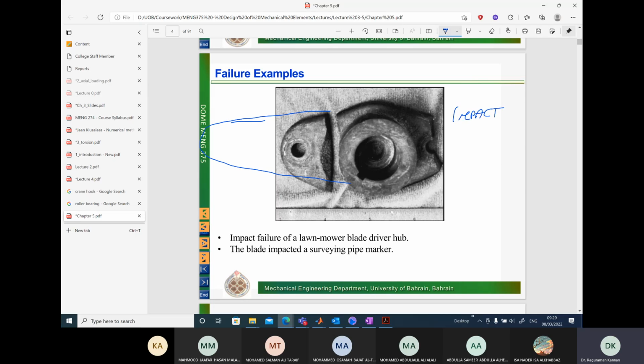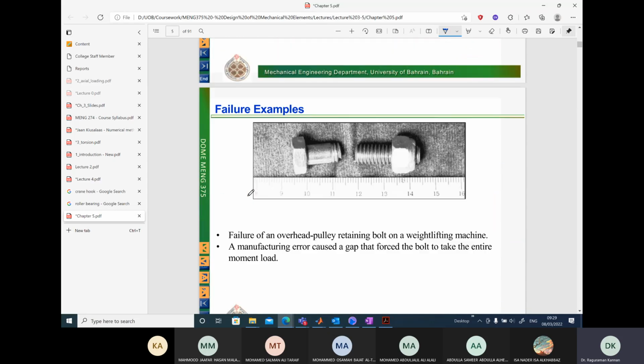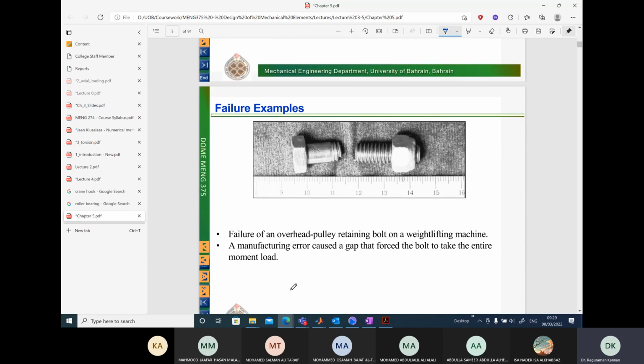Impact here cannot use static failure theory. This is dynamic, to be more correct, fatigue load. Again, we cannot apply static failure theory. This is another case of fatigue failure.